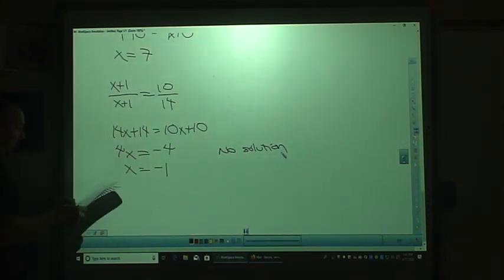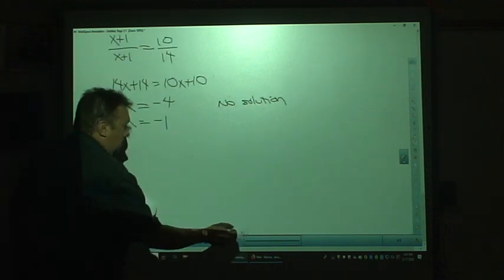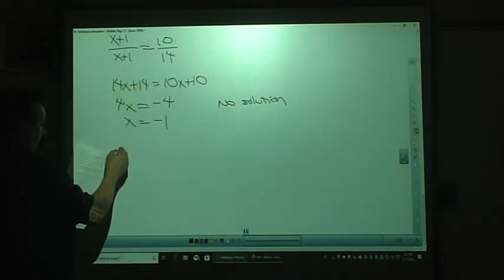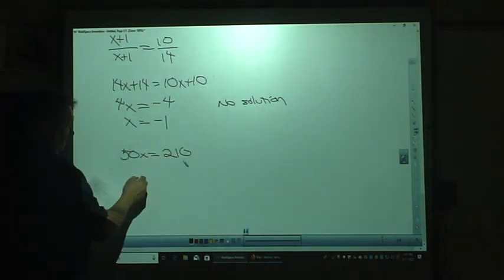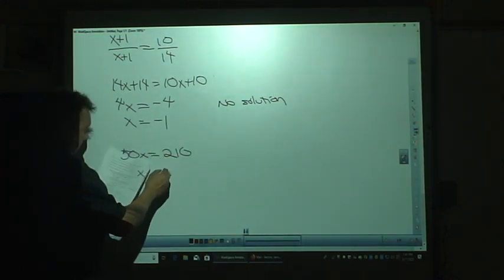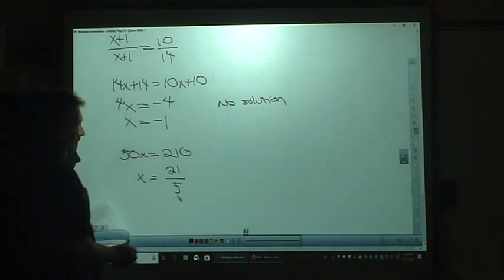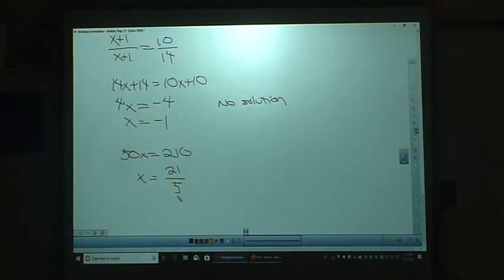And the final question here, number 10. Again, just multiply, you get 50x equals 210. When you simplify that, you're going to get 21 over 5. If you change it to a decimal instead, that'd be fine, 4.2.